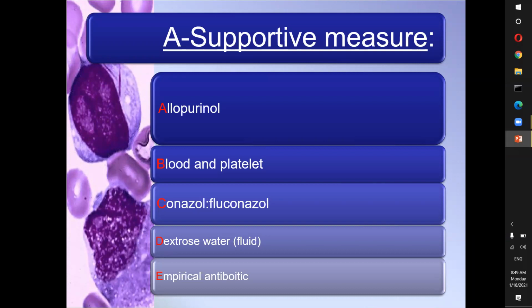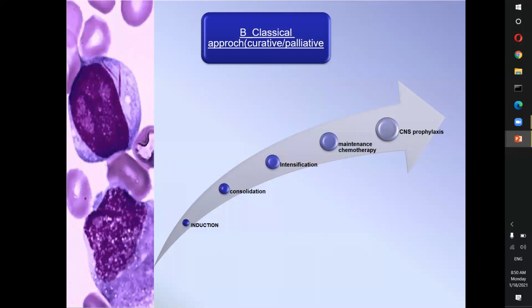This is the specific treatment, deeper than this: intensification, maintenance therapy, and we may need even CNS prophylaxis. This is the course of treatment.